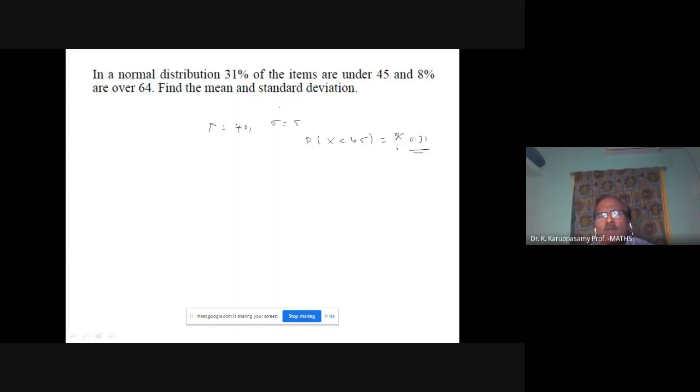Because the problem involves two parameters, mu and sigma, only one piece of information may not be sufficient to solve this problem. The probability of x less than 45 equal to 0.31 alone is not enough to solve the equation. A two-variable problem means you need two pieces of information. So another piece of information is also given: x greater than 64, it is 8%. From these two pieces of information, what about mu? What about sigma?